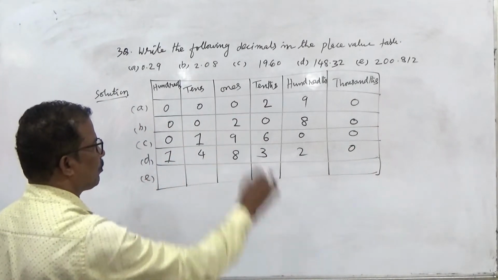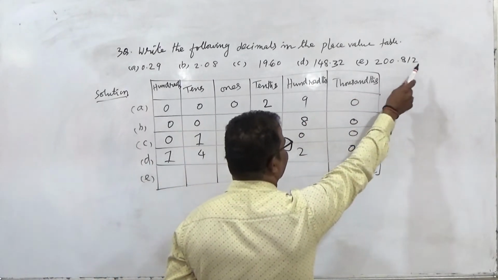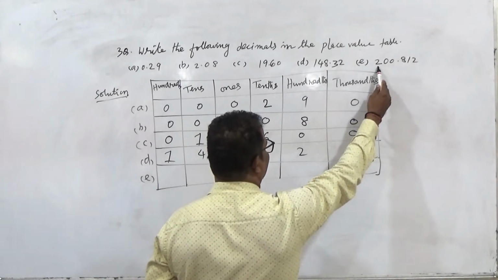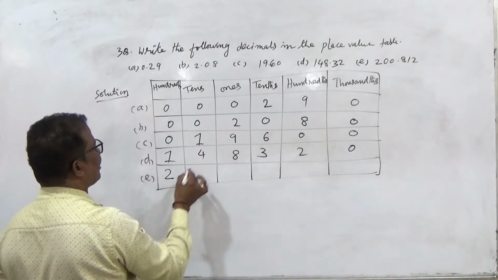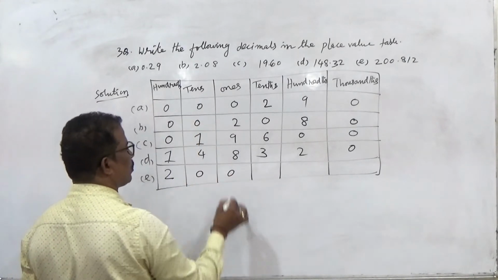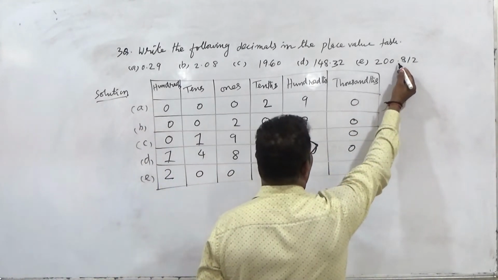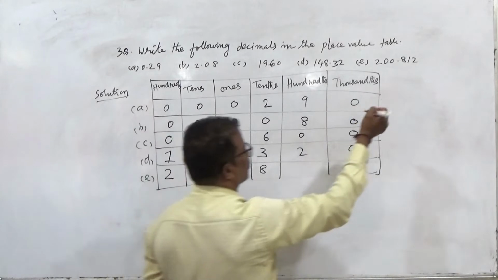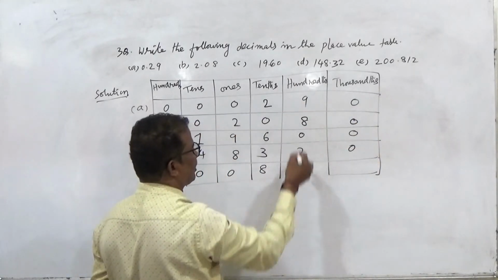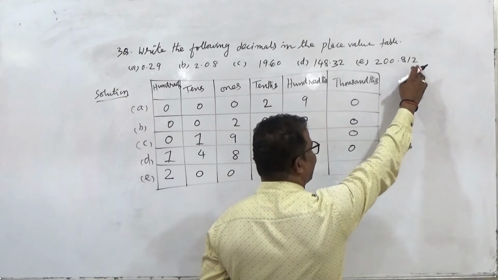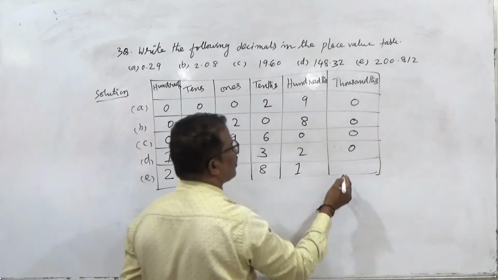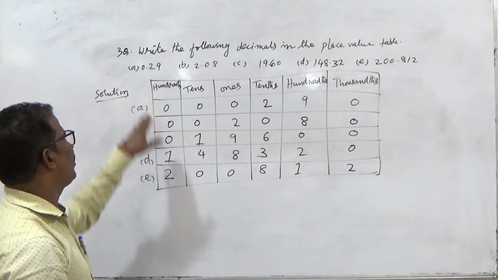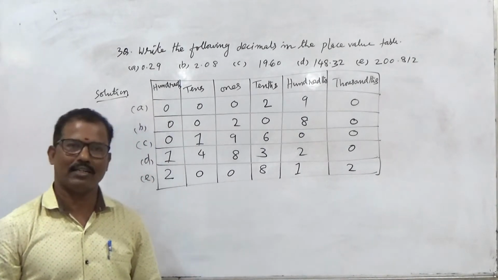So similarly for E question it is 200.812. 200.812 means in ones 0, tens 0, in hundreds place 2 is there. So in hundreds place 2 is there, and tens also 0, and ones also 0. Then the decimal place started. In the decimal place, first place tenths, that is 8. So we can write here in the tenths place 8. Then after that hundredths, it is 1. So in hundredths we can write here 1. And then in thousandths place, it is how much? 2 is there. So for that we can write 2 here. So like this, we have filled the place value table for the given decimal numbers. All of you understand? Good.